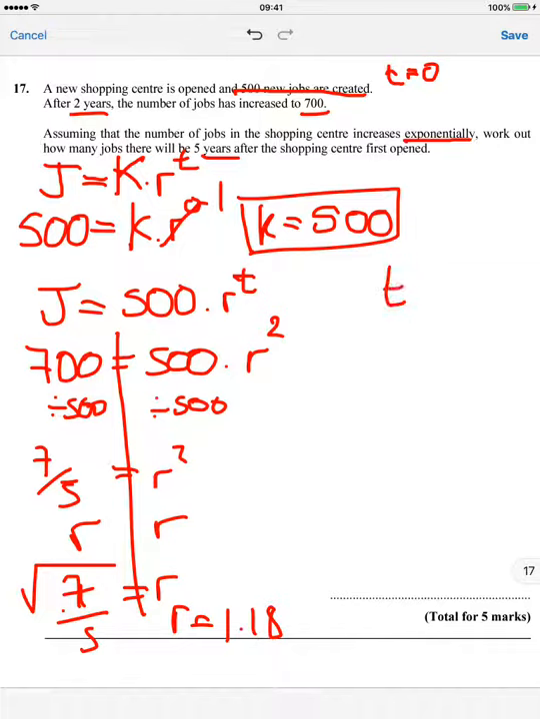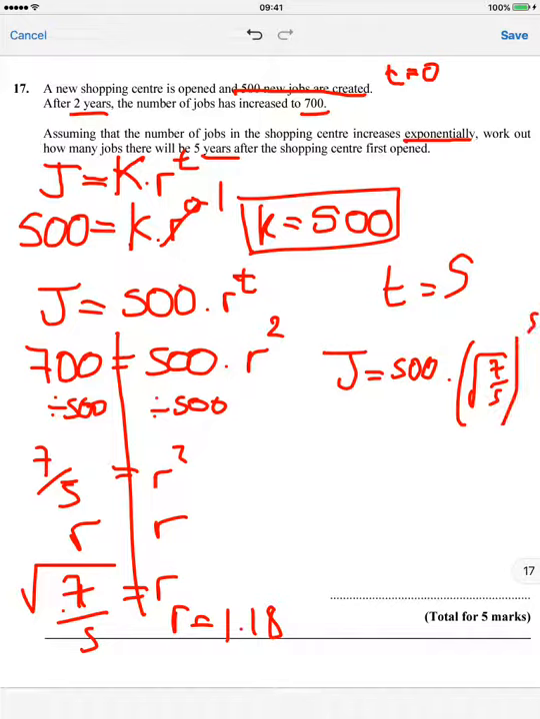So that's when t equals 5, J will be equal to 500 multiplied by the square root of 7 over 5. That's our rate of change, but this time the power will be 5. And I can put that straight into the calculator, and I'm going to get 500 times the square root of 7 divided by 5, to the power of 5, and we get 1159.55.